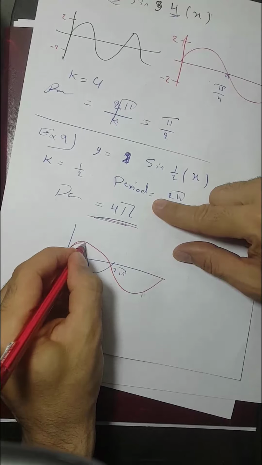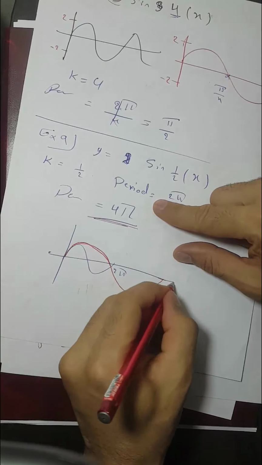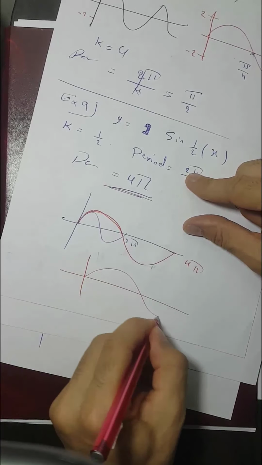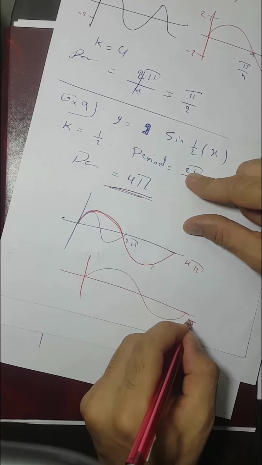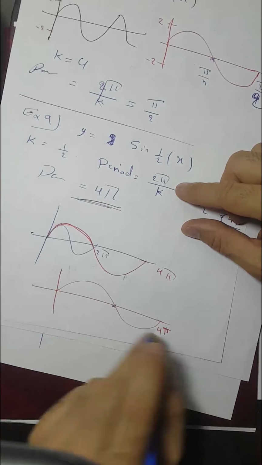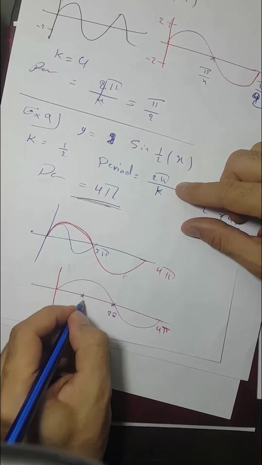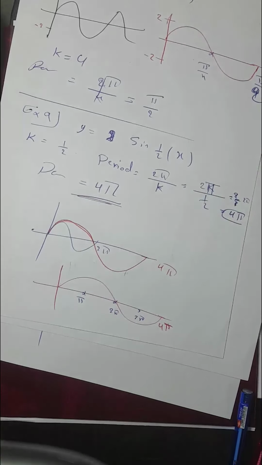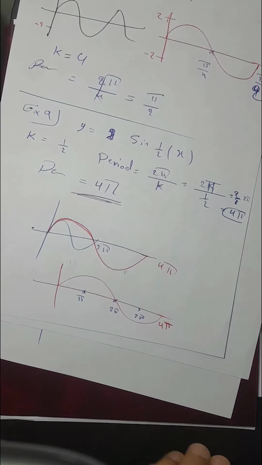I have something like that, to 4 pi. Or you can just directly do it like that and say here is equal to 4 pi. And how about here? 2 pi. How about here? Pi. How about here? 3 pi. Okay, dear. That's all that you need about that.